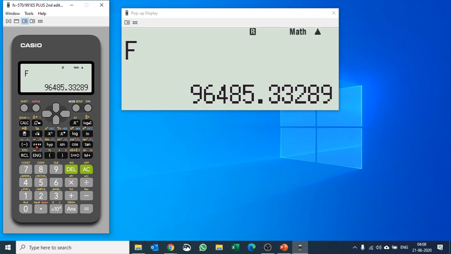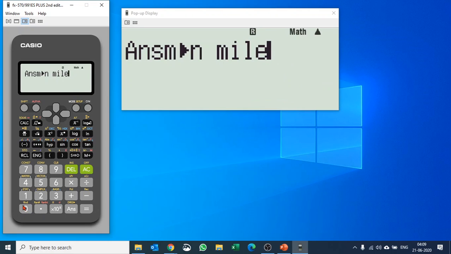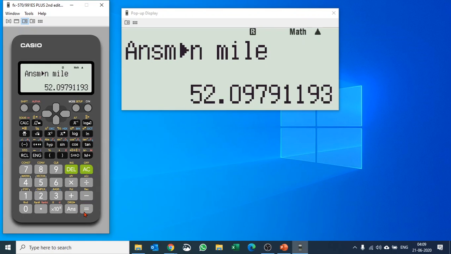You can convert units as well. Again, you'll have to check which kind of conversion you want to do from the back of the calculator. Please remember, don't lose the back of your calculator, it's very important. So I just hit randomly, so it's converting from meters to miles. There you go.